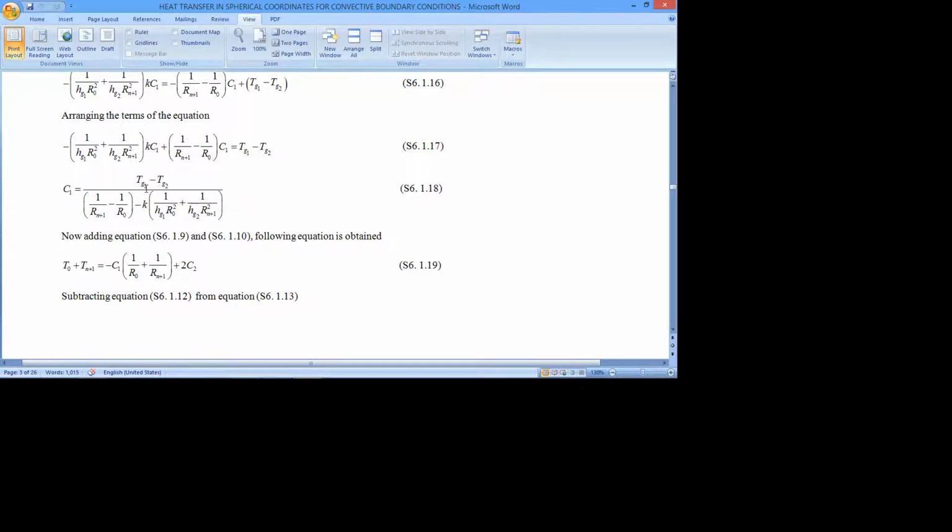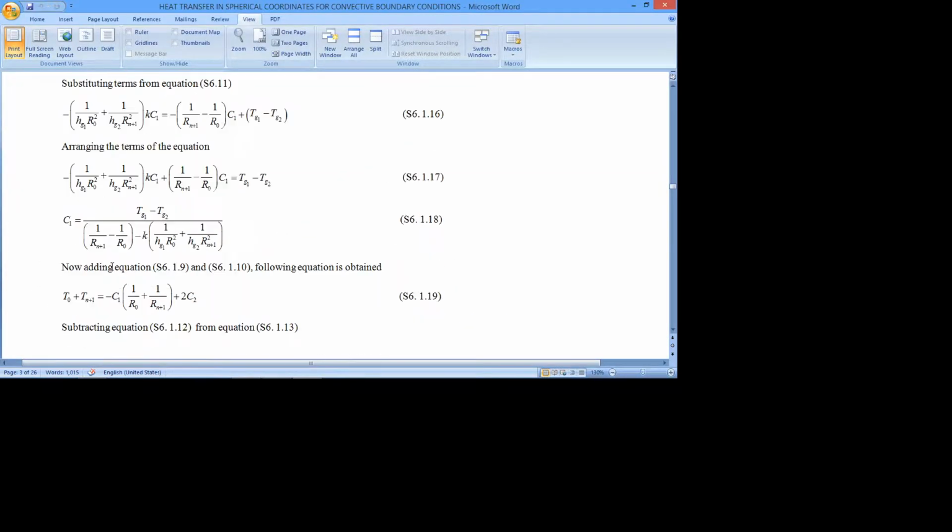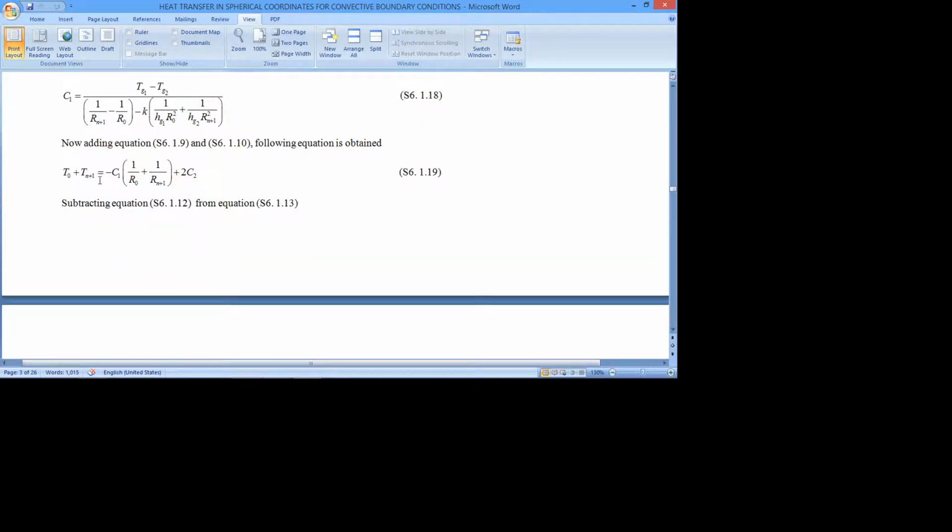Now we have Tg1, we know Tg2, we know Rn plus 1, R0, K1 minus Hg1 R0 square 1 upon Hg2 Rn square. So we know all these terms. Now we can add equation 6.19 and 6.10. If you see 6.19, this one, and 6.10, this one, and we add these two, we end up with these equations. So we can substitute here.